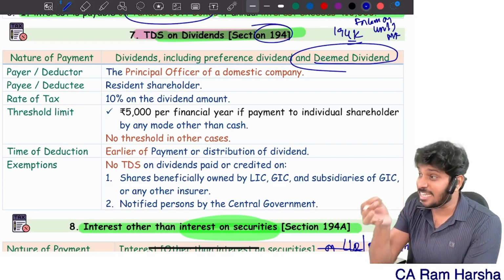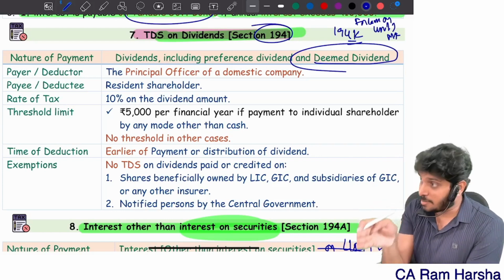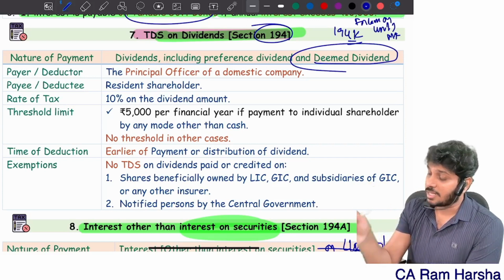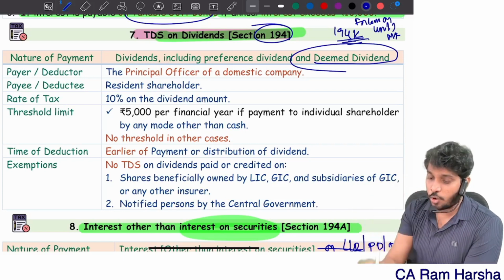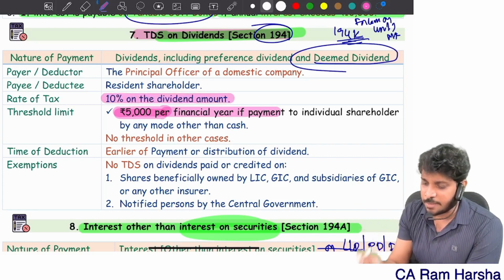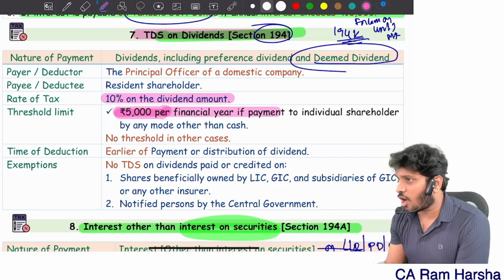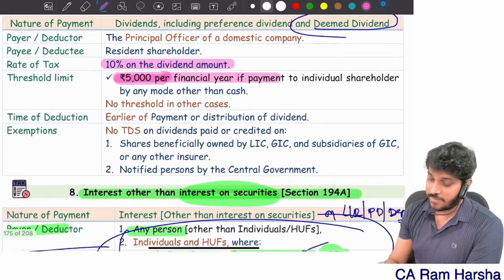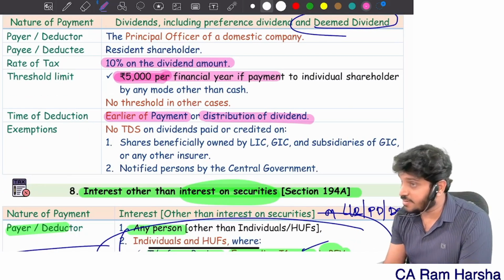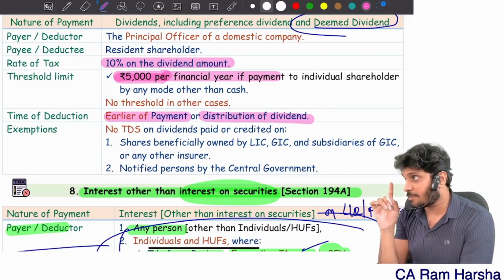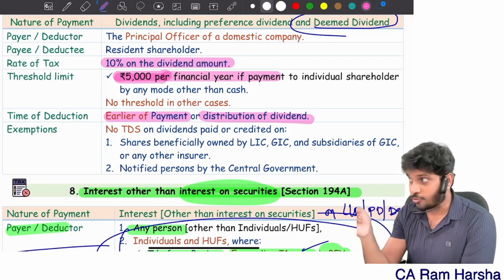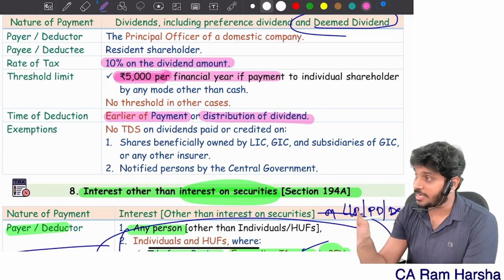If a mutual fund company is paying income to unit holders on mutual fund units, 194K is applicable. In both the sections, threshold limit is 5,000 per year. In both the sections, 10% is the TDS rate on dividend. Yes or no? When should they deduct TDS? Earlier of payment or distribution of dividend. There also it is earlier of payment or distribution of income to unit holders. Yes or no? 194K. 2 sections I am completing simultaneously.